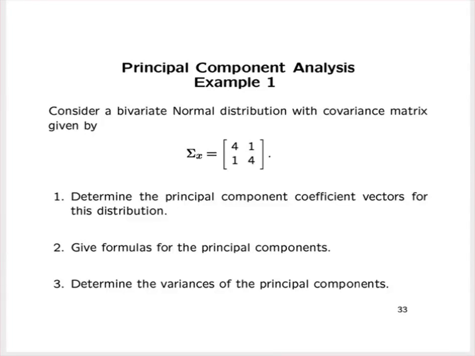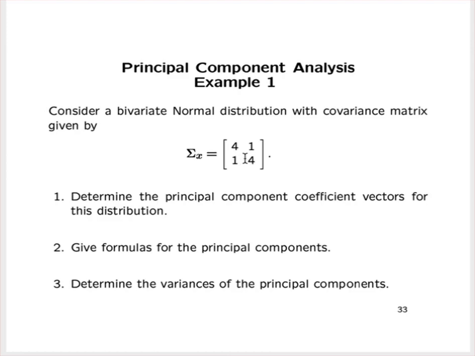Let's look at some examples of principal component analysis. So suppose we have a bivariate normal distribution that has a covariance matrix given by capital Sigma, here a 2 by 2 matrix with entries 4, 1 in the first row, and then 1 and 4 in the second row.